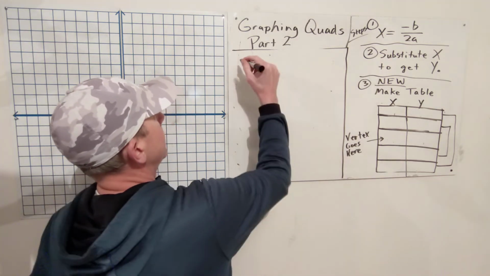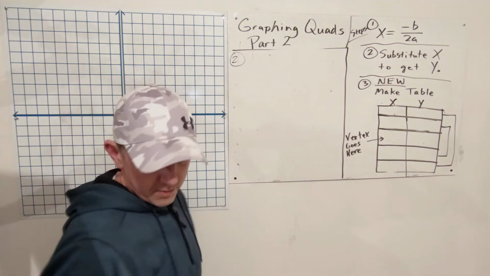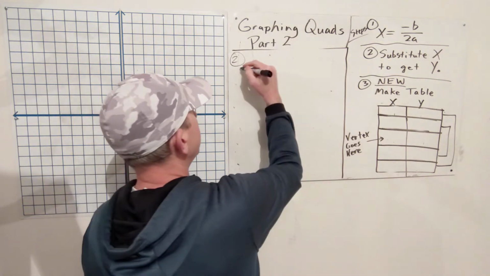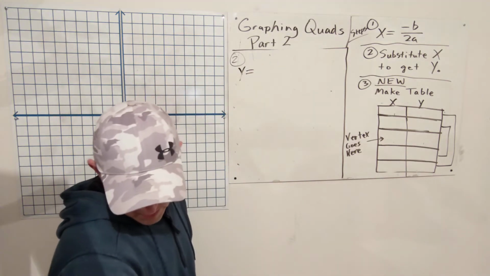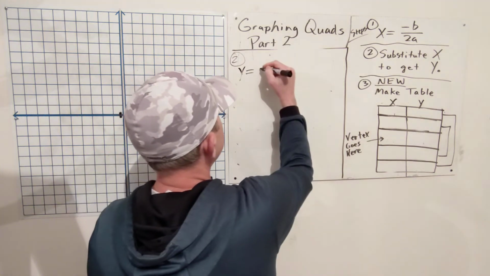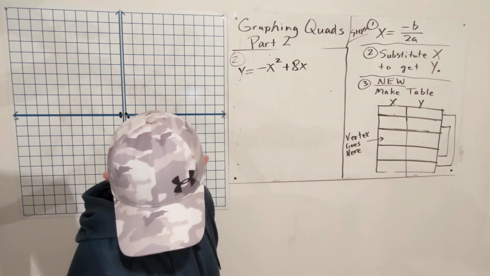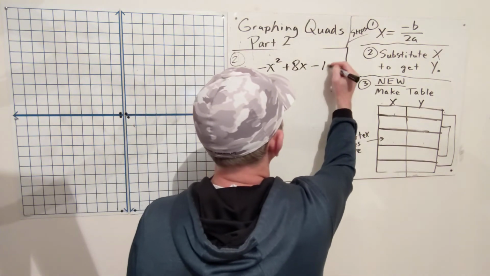All right, so for number 2, we're just going to do one more of these because there's a lot going on. For number 2, we've got y equals -x squared plus 8x, I think it was -10.